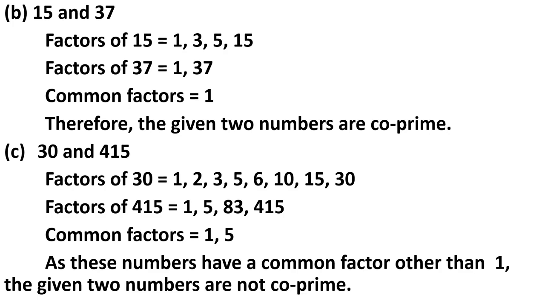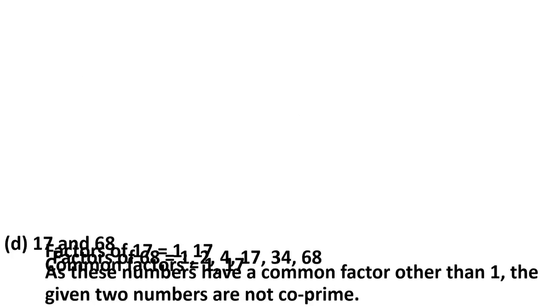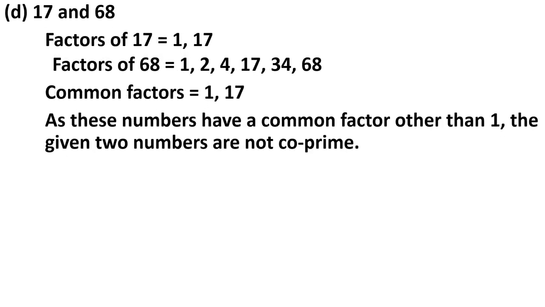Now see the D part. 17 and 68. Factors of 17: 1 and 17. Factors of 68: 1, 2, 4, 17, 34 and 68. Common factors are 1 and 17. So as these numbers have a common factor other than 1, these numbers are not co-prime numbers.